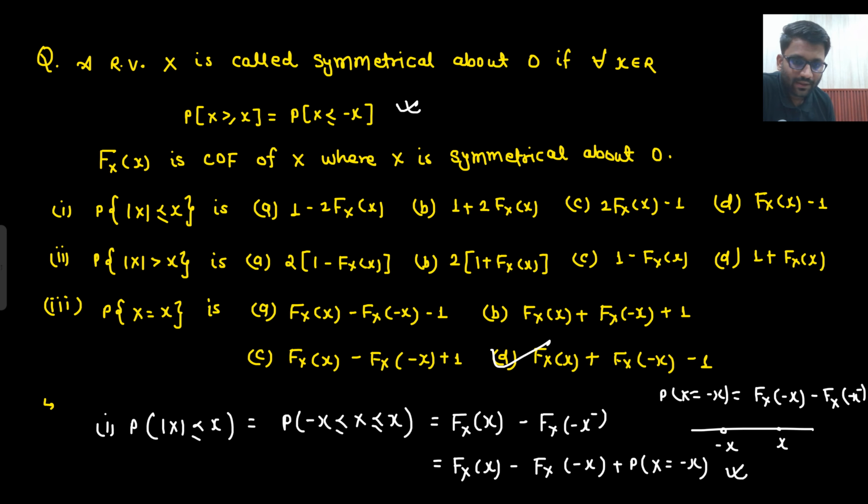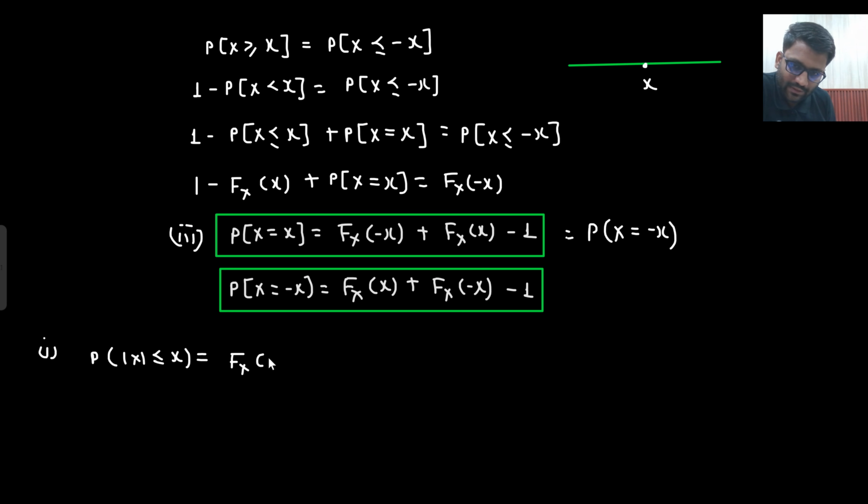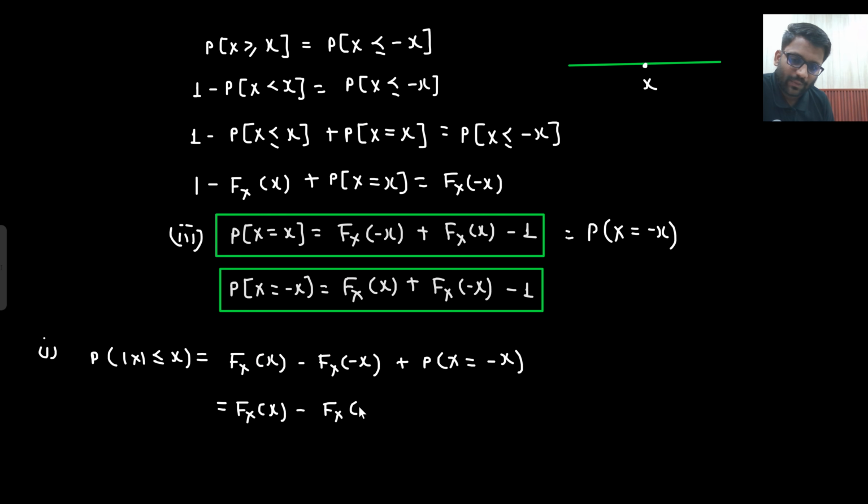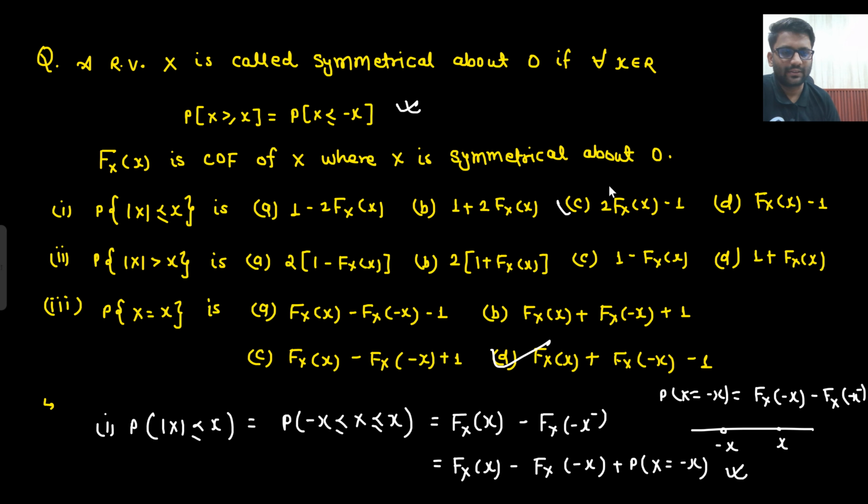So this was, here I was already there, fx of x minus fx of minus x plus probability of x equals minus x. This was easy to write down, right? Now what I can do is replace the probability of x equals minus x here. How can I replace it? Fx of x, fx of minus x plus probability of x equals minus x, that is given as fx of x plus fx of minus x minus 1. So this and this are getting cancelled. What is the answer you are getting? 2 fx of x minus 1. There you go. This is the answer.